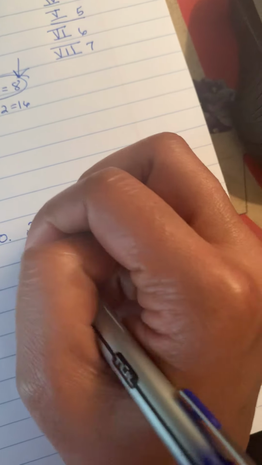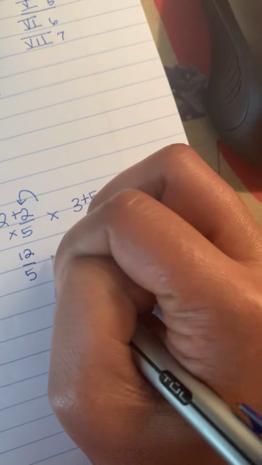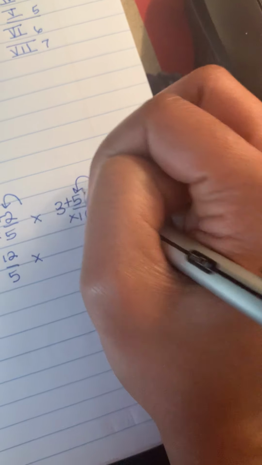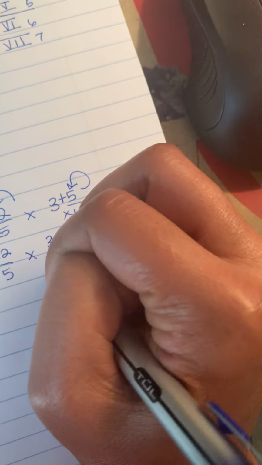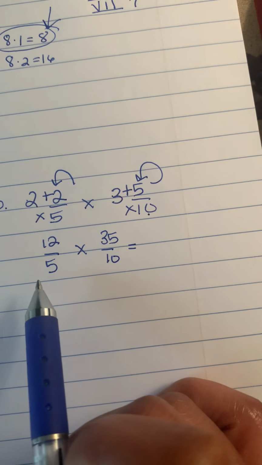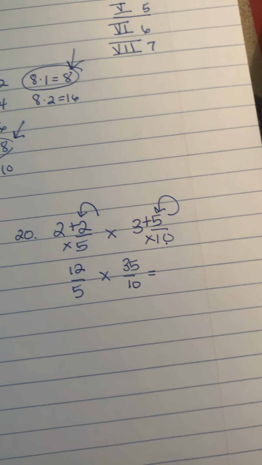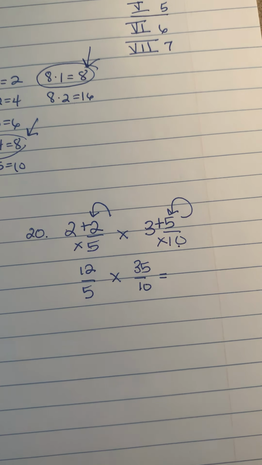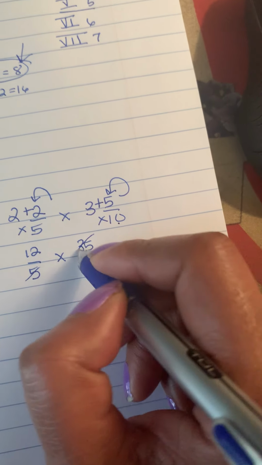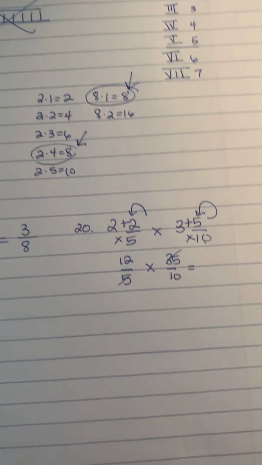So here, 2 times 5 is 10, plus 2 is 12, so that's 12/5. 3 times 10 is 30, 30 plus 5 is 35/10. Now you can multiply straight across, and then reduce your fraction. Find a number that'll go into both. Or a lot of you may know how to cross cancel, which means 5 goes into 35. I don't want to give you that, because this is just a pre-assessment.